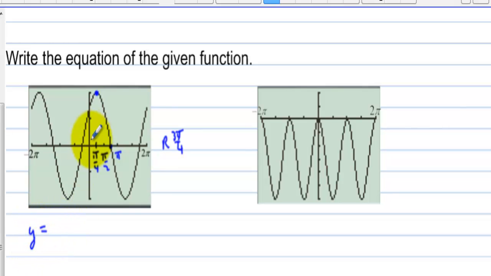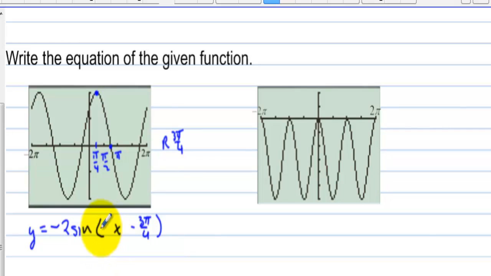We have y is equal to, sine starts at 0, but sine usually goes up from there. This one is going down, which makes it a negative sine. And the amplitude is 2. So we have -2 sine of x minus 3 pi/4.